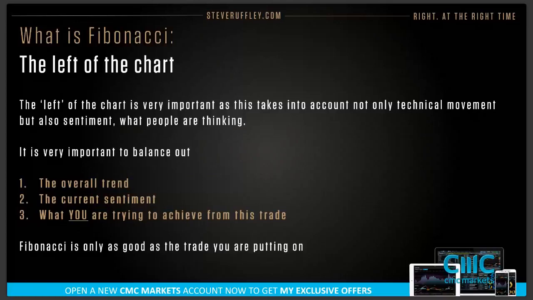So really what we're always trying to do is balance all this information out. We're looking for the overall trend, the current sentiment, and again, what you're trying to achieve from your trade. You've got to get it out of your head that you have to buy the low and sell the high. That's an old-fashioned way of looking at trading. All you're trying to do is generally be market neutral. Okay, so market neutral just means you can buy and sell and look for value. You don't get drawn into the trend.